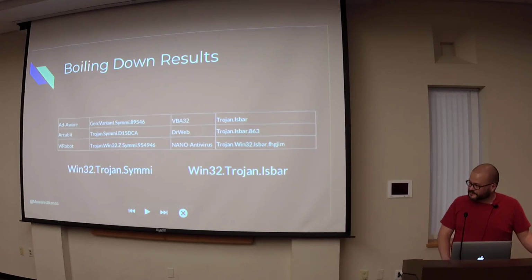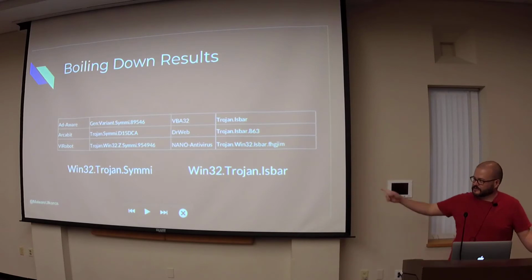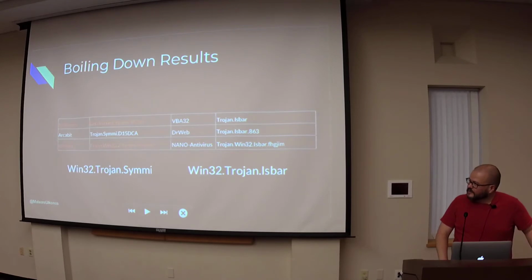Okay, so basically, since I've boiled down the adware to one, now I've got a word that repeats itself somewhere in those results. It's SIMI, which is actually a malware family. And then ISBAR, you also find ISBAR in these three, and ISBAR is another malware family. So these are kind of the same. I'm going to lean towards this being ISBAR, but not really.